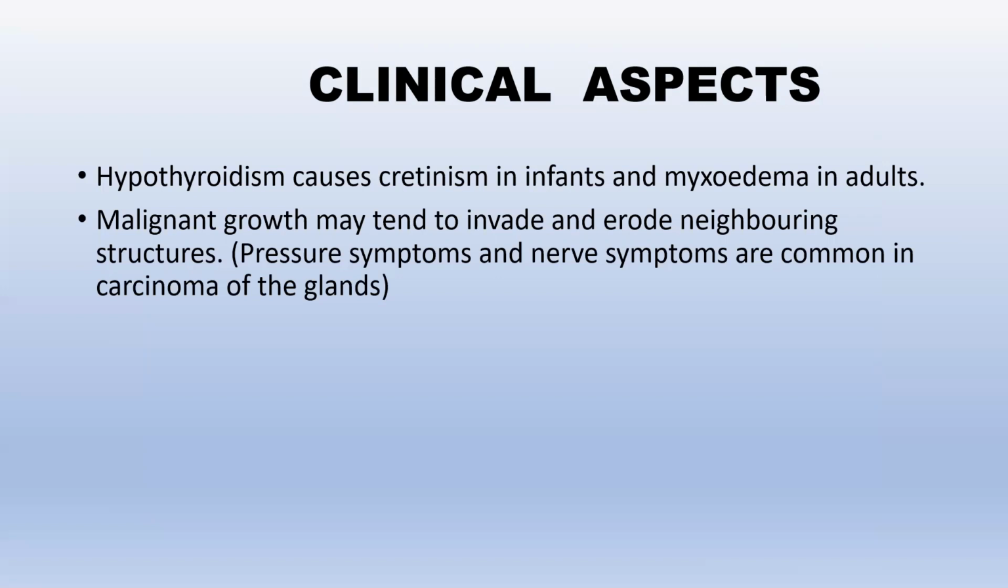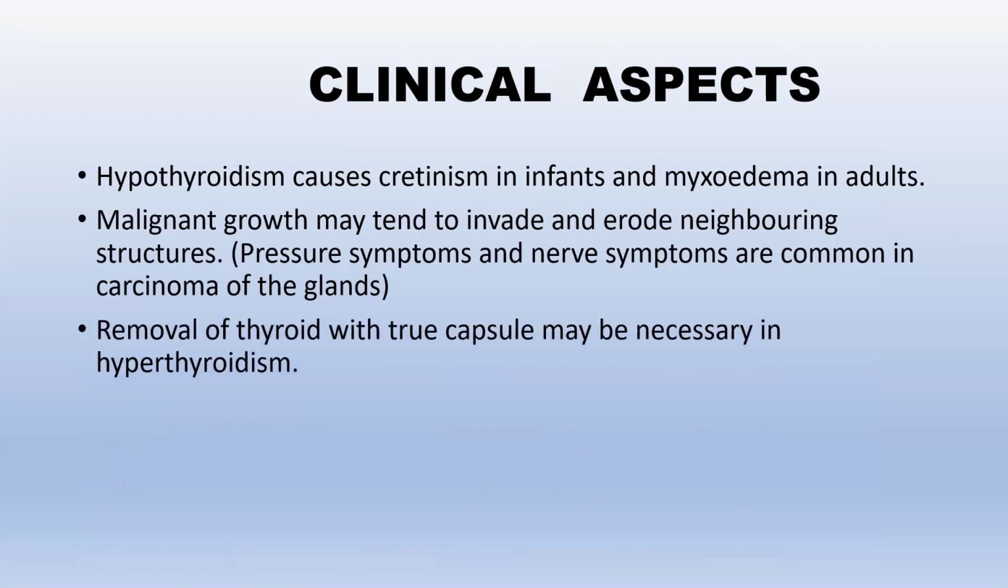Also, during removal of the thyroid in hyperthyroidism, thyroidectomy is done. At that time, the true capsule may also be removed. And one more thing, when thyroidectomy is done, the superior thyroid artery is ligated near its origin, because the external laryngeal nerve is in contact, so both will be ligated. The inferior thyroid artery will be ligated at the caudal end, because at that end only it is related to the recurrent laryngeal nerve. This is what happens in subtotal thyroidectomy.